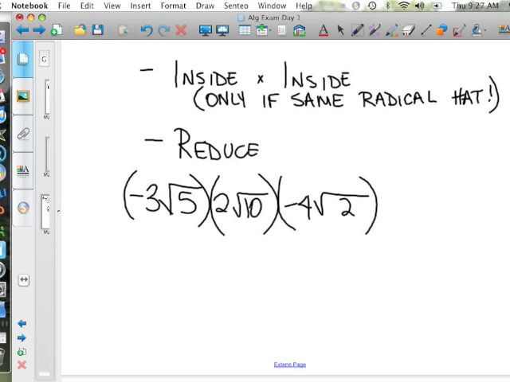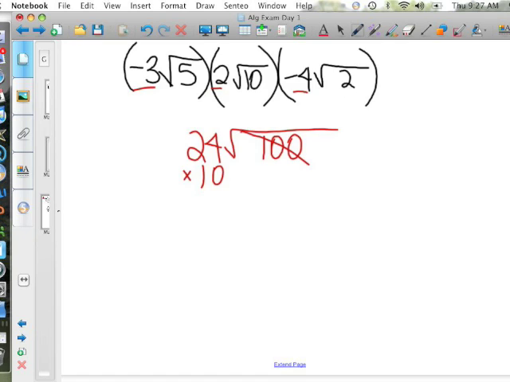What's this answer? 240. Because the whole numbers multiply to give me positive 24. 5, 10, and 2 multiply to give you 100, and 100 is a perfect square. Square root of 100 is 10. So our answer was 240. Very good.